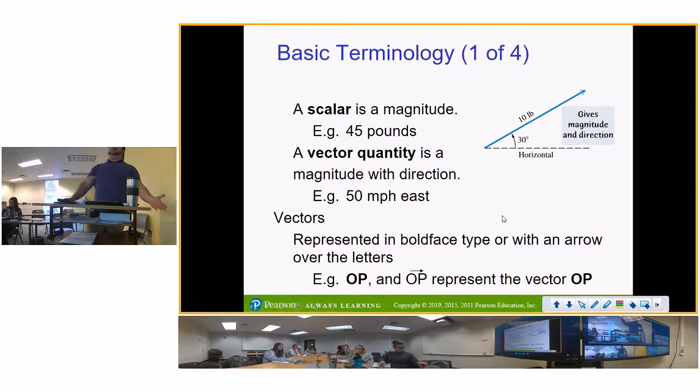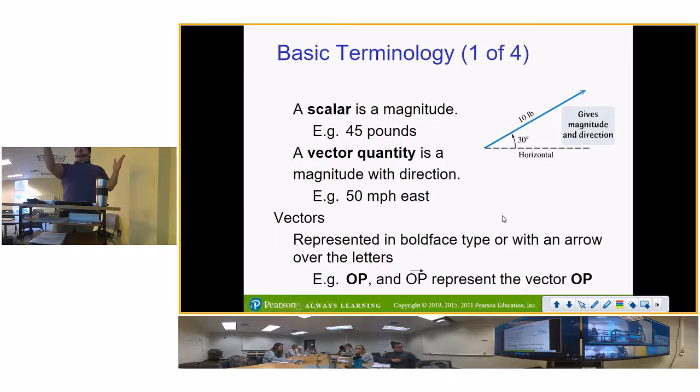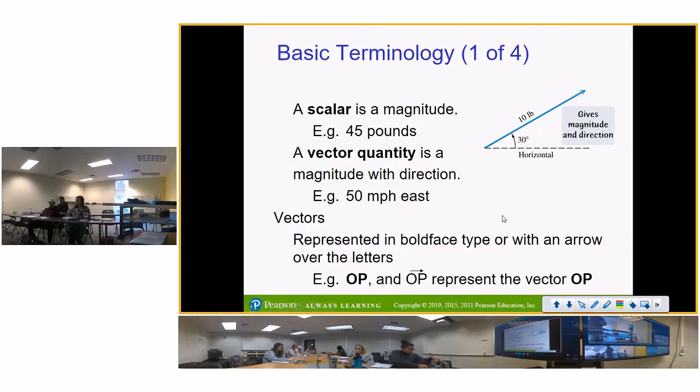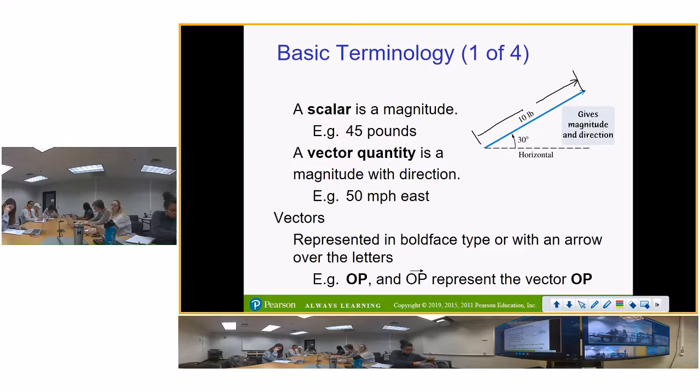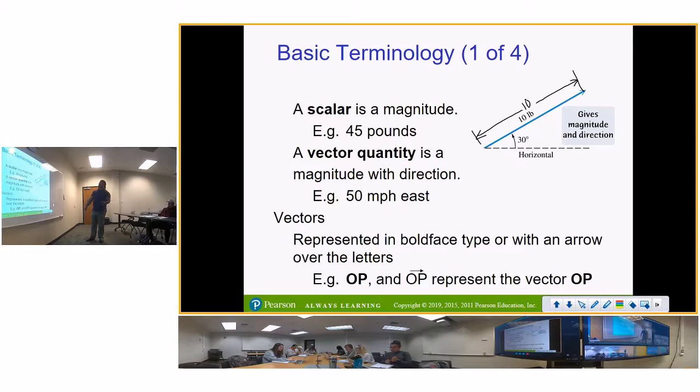What's the opposite of 10 pounds? Negative 10 pounds. Negative would be going in the opposite direction, and it would be the same length as the 10 pounds. Now remember the length of this vector: you don't just draw it wherever you want to. This length is 10. Ten what? Ten of whatever you're talking about.